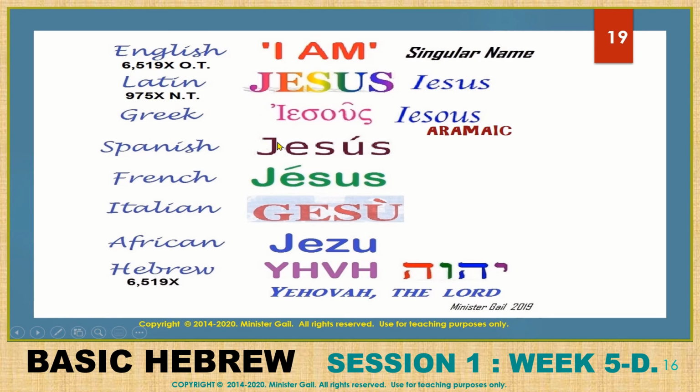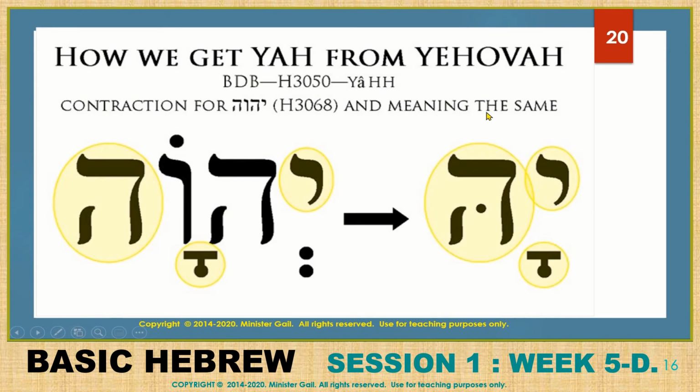Greek is Iesus. Spanish, Jesus. French, Jesus. Italian, African, and Hebrew is Jehovah, the Lord. So the Hebrew for Jesus is Yehovah, the Lord. There is no other. I am the I am. This is how we got the Yah from Yehovah. Contraction. So this shows the Yah. This dot here just means a deeper pronunciation of the word. So they can say Yah for Yehovah. Same thing, the Lord.